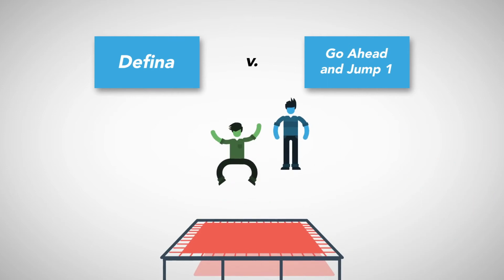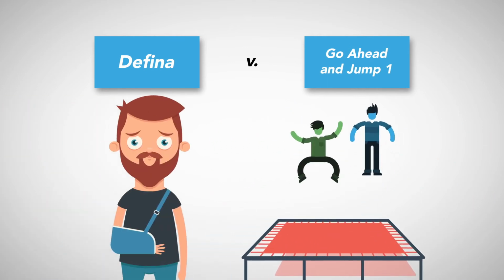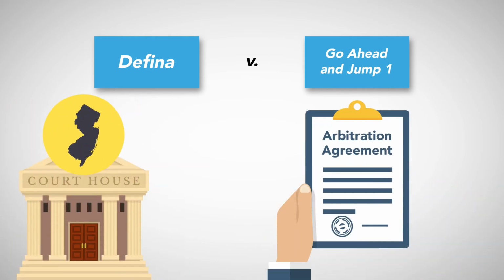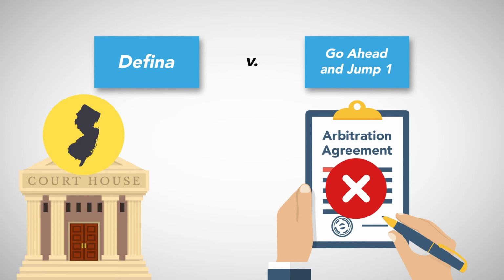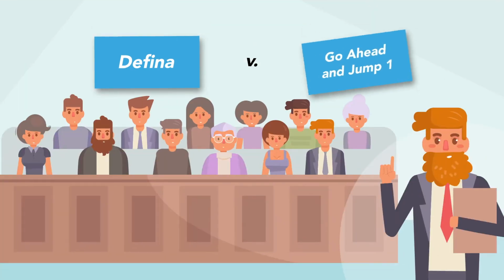A trampoline park sought to enforce its arbitration clause against a patron who wanted compensation for alleged injuries. The Superior Court of New Jersey Appellate Division held that the clause was unenforceable because it did not clearly and unambiguously inform plaintiff that he was giving up his right to bring claims in a court of law and have a jury decide the case.